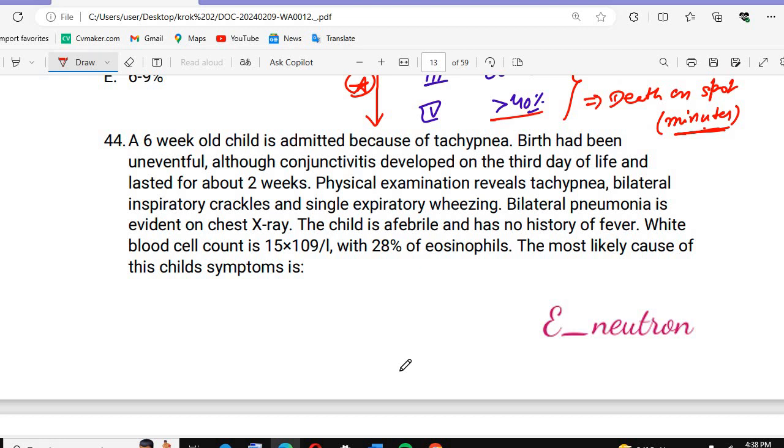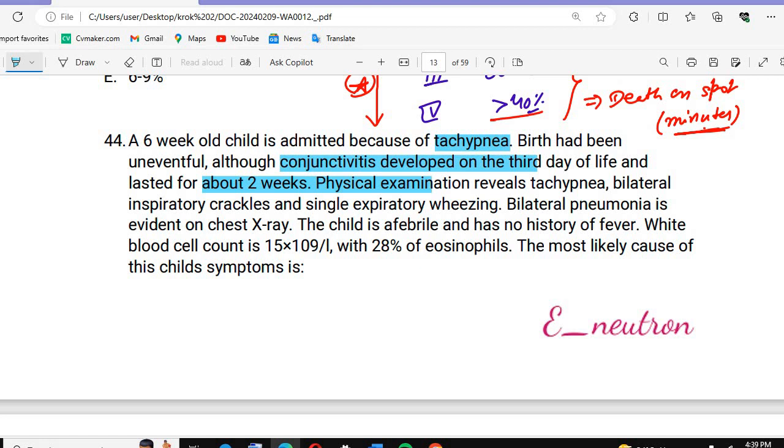A 6 weeks old child is admitted because of tachypnea. Birth had been uneventful, although conjunctivitis developed on the third day of life and lasted for about 2 weeks.